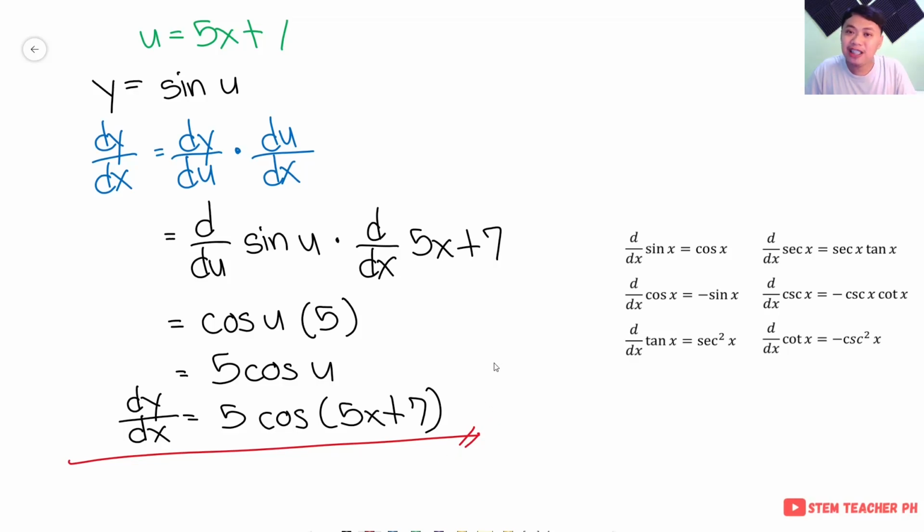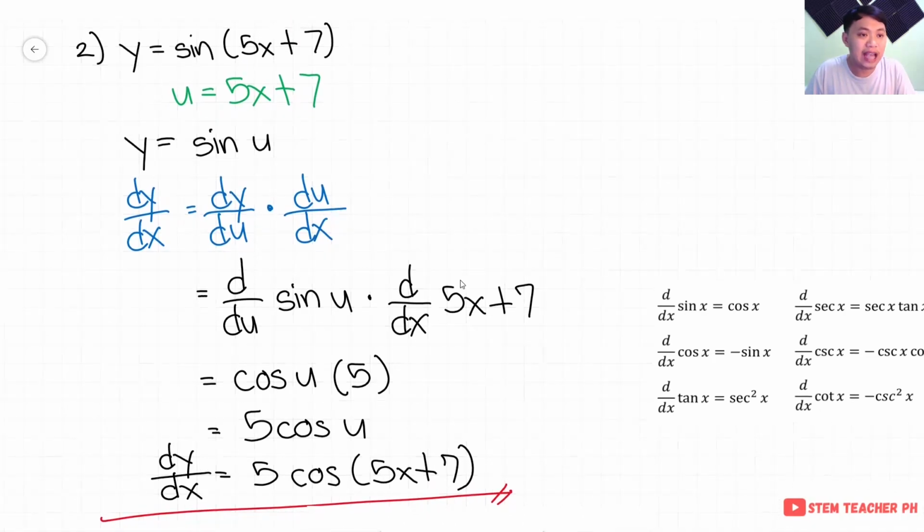Medyo napahirap lang siya ng kaunti kasi meron tayong 5x plus 7 sa loob, pero by applying chain rule, nakuha naman siya. Mas madali natin siyang masasolve if kokopyahin na lang natin yung buo. We have sine. Ano ang derivative ng sine? That is simply cosine. Tapos, imumultiply natin cosine, hindi babaguhin yung nasa loob, cosine of 5x plus 7. Tapos, imumultiply siya dun sa derivative ng nasa loob. The derivative of 5x plus 7 is just equal to 5.